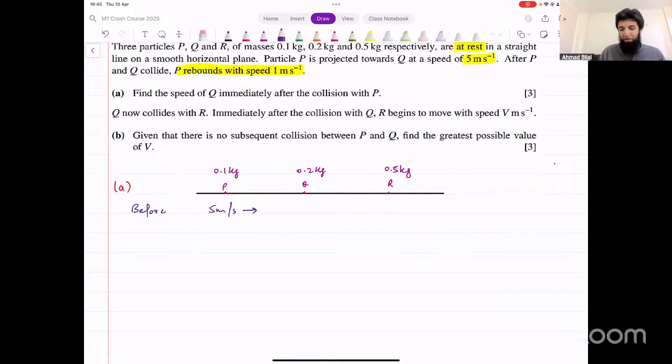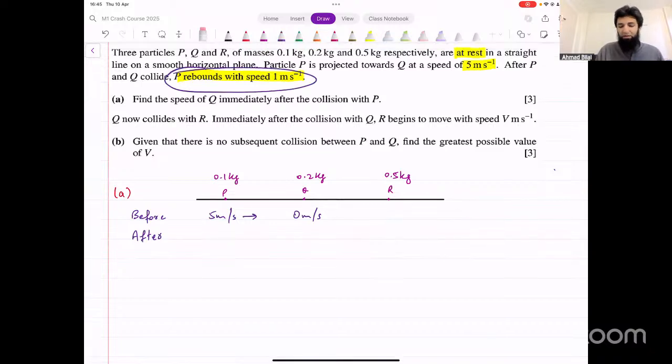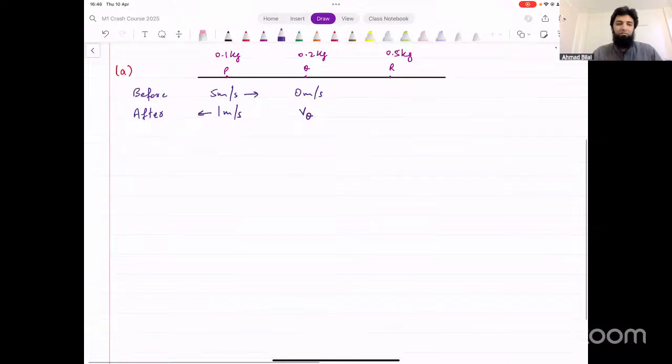So I'm going to write that here. Before collision, P is moving to the right at 5 meters per second, and Q is at rest, so that's 0 meters per second. What happens after collision? After the collision happens, we are given that P rebounds with speed 1 meter per second. That means P after collision starts moving towards the left side at 1 meter per second. And what we have to find is the speed of Q immediately after collision. This is what we're looking for, VQ. Okay.